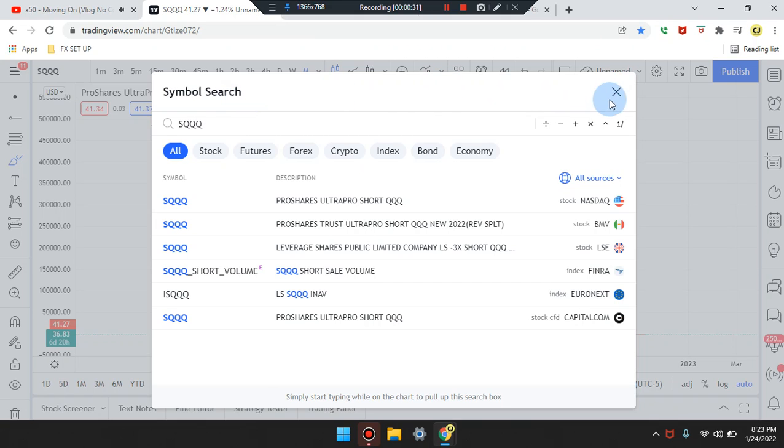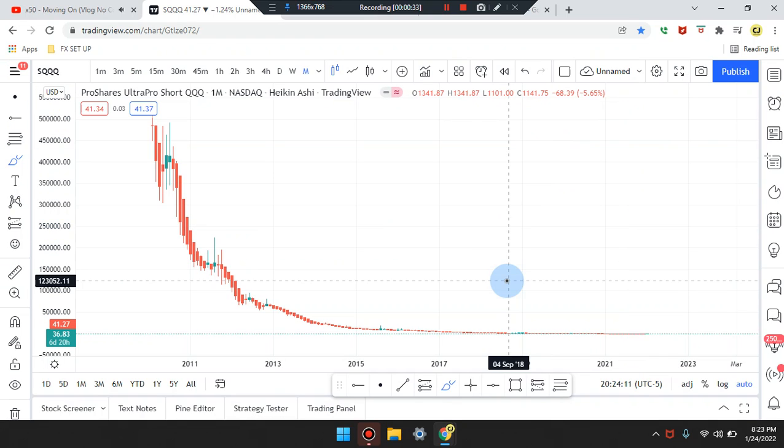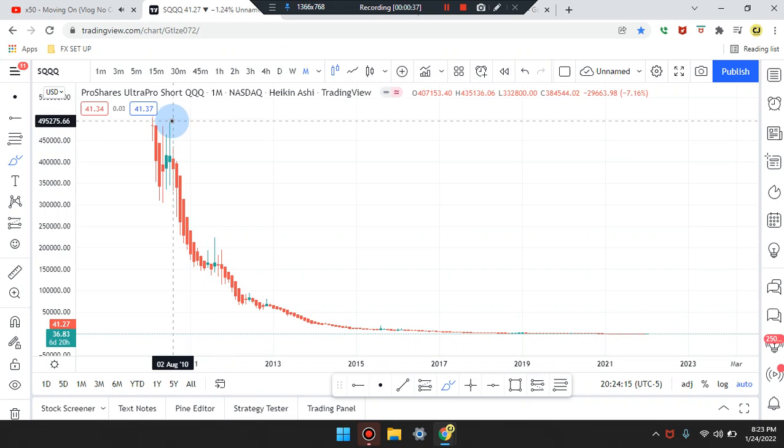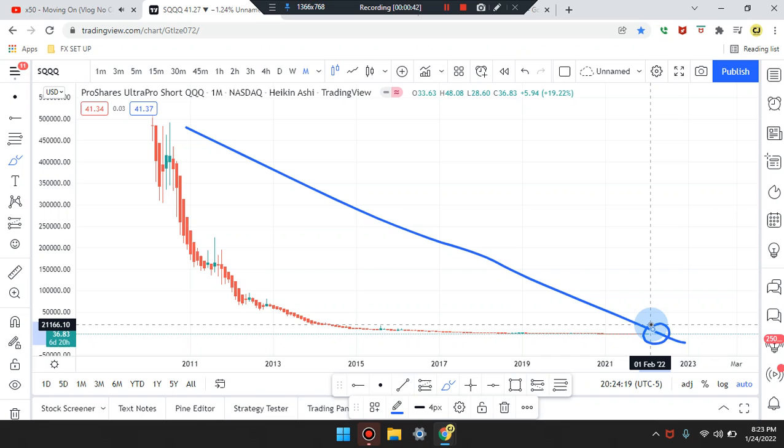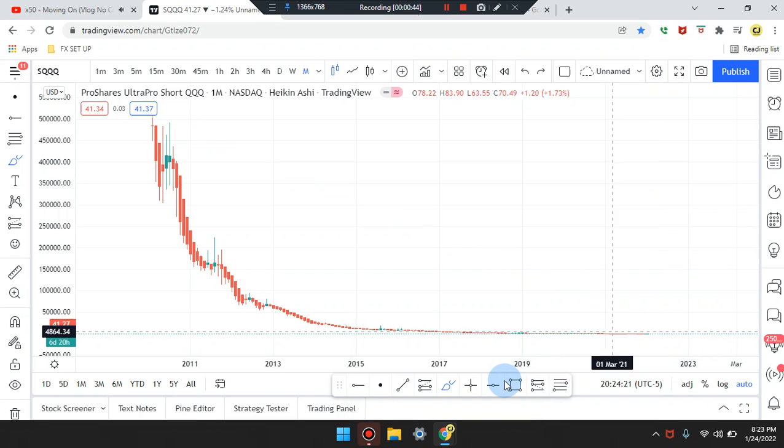Okay, guys, we are marking up SQQQ. Take a look at what's going on in the market. We are in the monthly time frame. You can clearly see the market is in a straight downtrend. Price is somewhere over here. So let's mark this up the best we can.